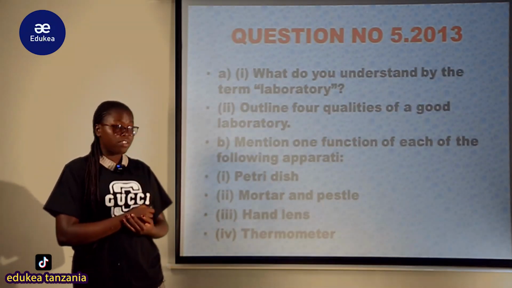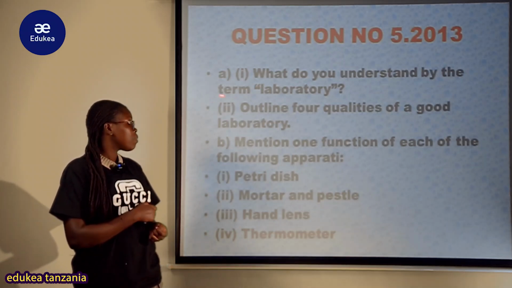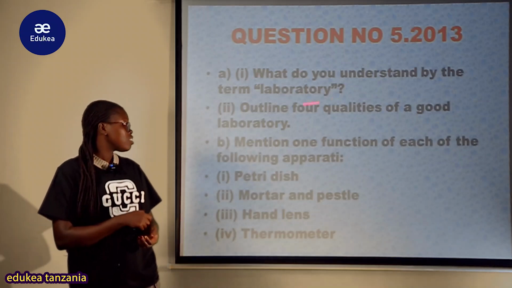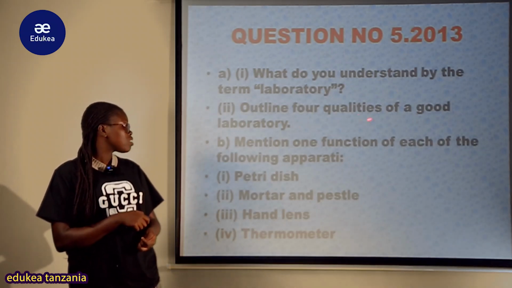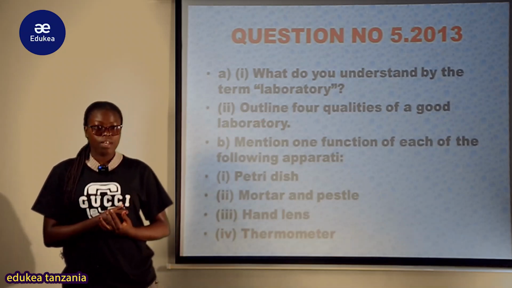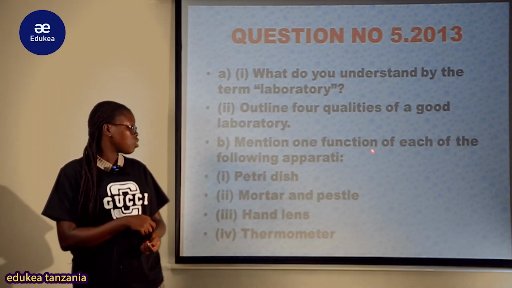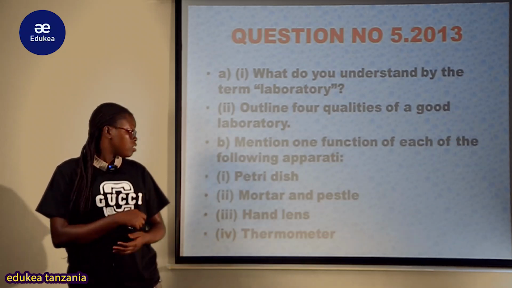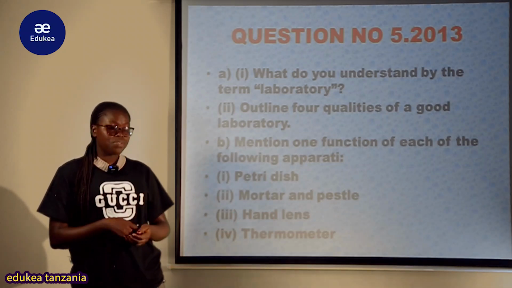The question number 5 for the year 2013 stated that, 5 Roman A: what do you understand by the term laboratory? Roman 2 stated that, outline 4 qualities of a good laboratory. And Roman B for question number 5, mention 1 function of each of the following apparatus. First one is petri dish, second one is mortar and pestle, third one is handlens, and the last one is thermometer.